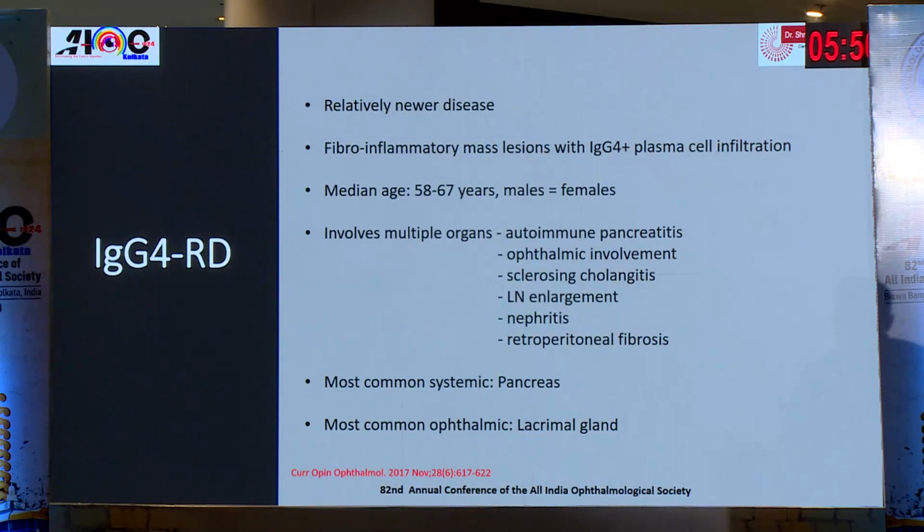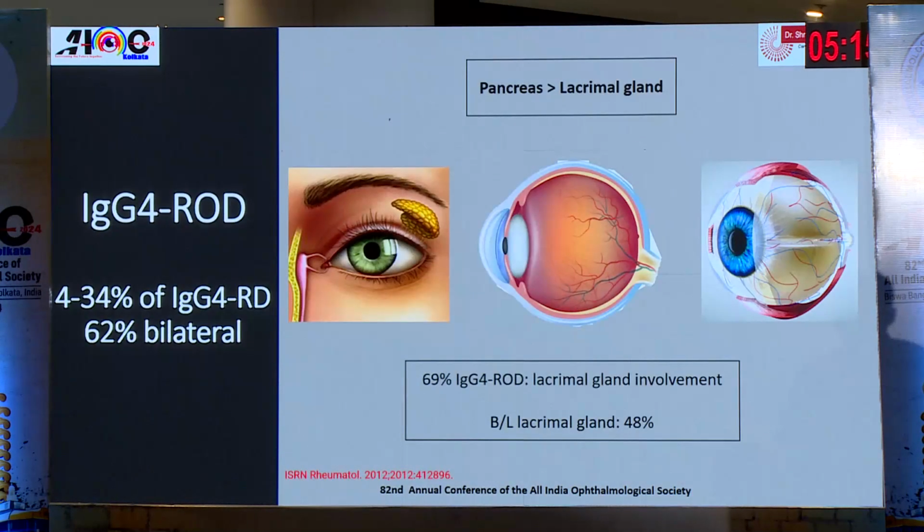And IgG4 related disease is more common in males, but when we look at IgG4 related ophthalmic disease, it has a similar predilection for males and females, and it can involve multiple organs and lead to autoimmune pancreatitis. There is ophthalmic involvement, there can be sclerosing cholangitis, lymph node masses, autoimmune nephritis, and even retroperitoneal fibrosis. The most common systemic organ affected is the pancreas, followed by the orbital lesions, and most common ophthalmic part affected is the lacrimal gland.